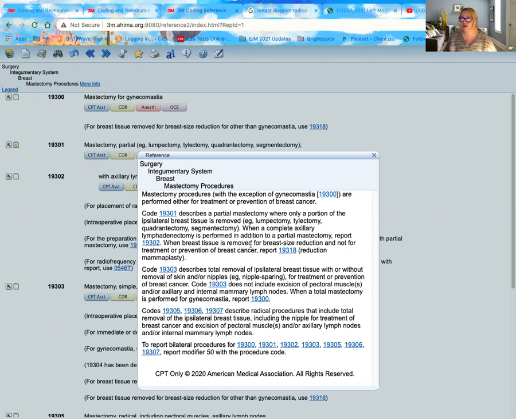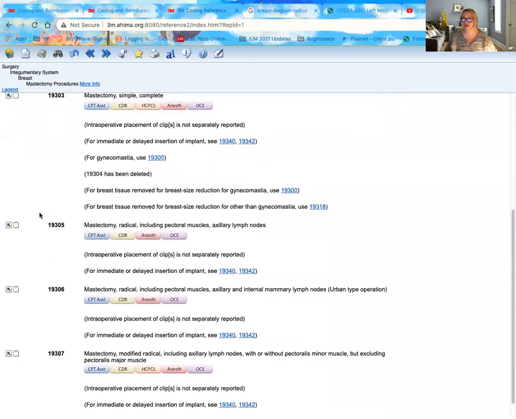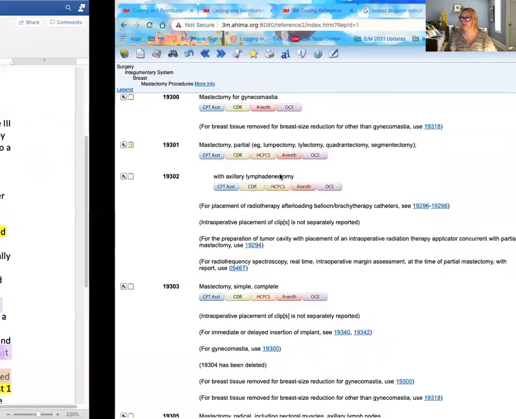So that's important to say, okay, is this a lumpectomy, meaning did they leave a portion of the breast behind? Is this a complete removal of the breast? And if so, did they take any surrounding tissue, including the lymph nodes, the muscles, or the nipple? So those are my three things that I'm looking to determine the difference between 19301, 19302, 19303, 19305, 19306, and the one we just discovered, which was 19307. So that's it. Those are the codes I need to determine.